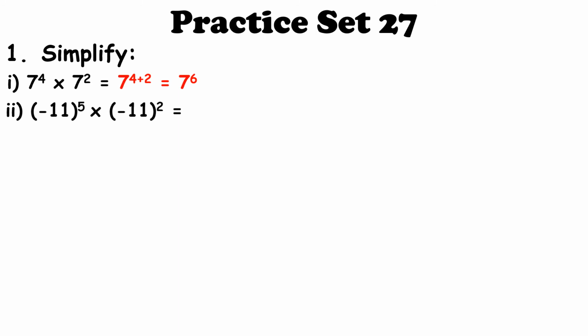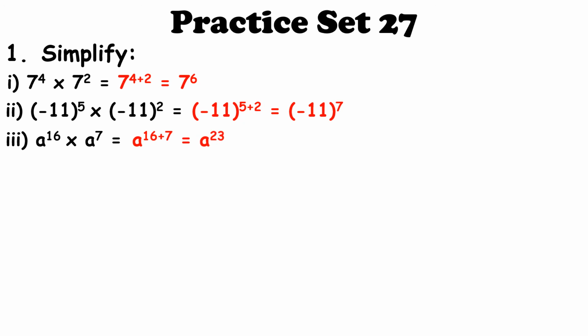Second question, minus 11 raised to 5 multiplied by minus 11 raised to 2, which is equal to minus 11 raised to 5 plus 2, which becomes minus 11 raised to 7. Let's see one last example. A raised to 16 multiplied by A raised to 7, which will be A raised to 16 plus 7, which will give us A raised to 23.